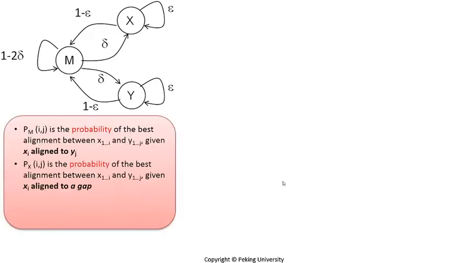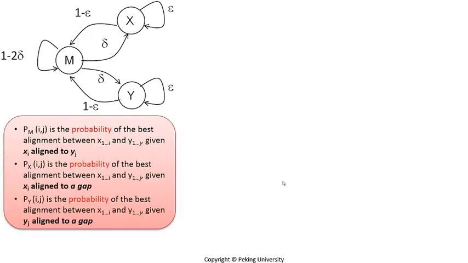We define PMIJ as the largest probability that can be generated from the alignment of the subsequence of sequence X from the first base to the ith base, and the subsequence of sequence Y from the first base to the jth base, given Xi aligned to Yj. We also define Pxij or Pyij as the largest probability that can be generated from the alignment of subsequence of sequence X from the first base to the ith base, and the subsequence of the sequence Y from the first base to the jth base, given Xi or Yj aligned to a gap.